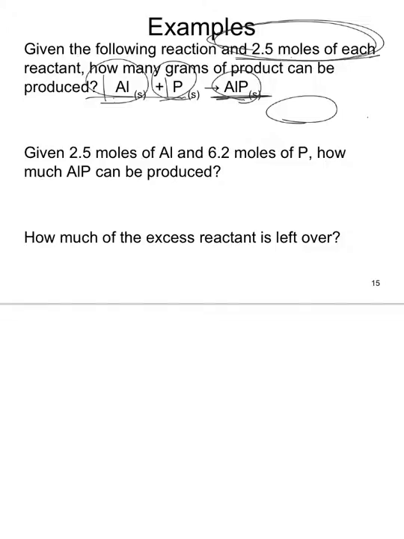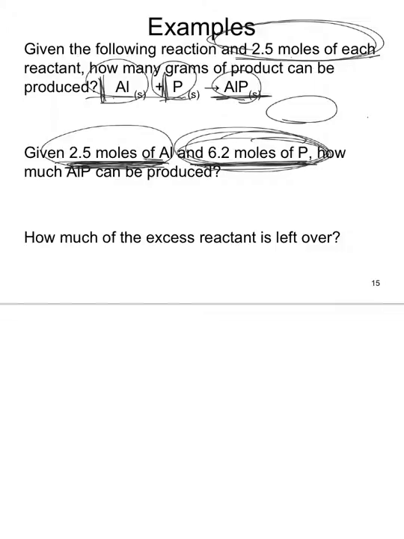But let's try something a little more complicated. If I have 2.5 moles of aluminum and 6.2 moles of P, how much can be produced? Well, what's going to limit us? Because this is a 1-to-1 ratio, and this is the lower number, this is my limiting reactant. I have too much of this. I only need 2.5 to react with 2.5, and I have 6.2. So this is my excess reactant.